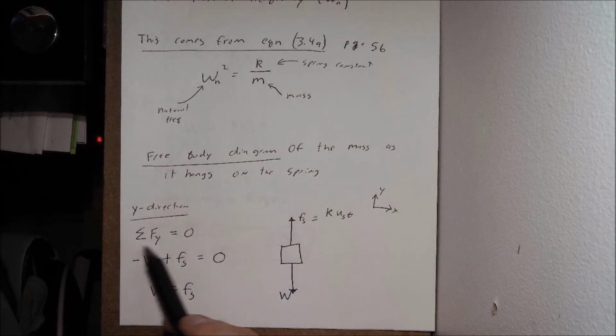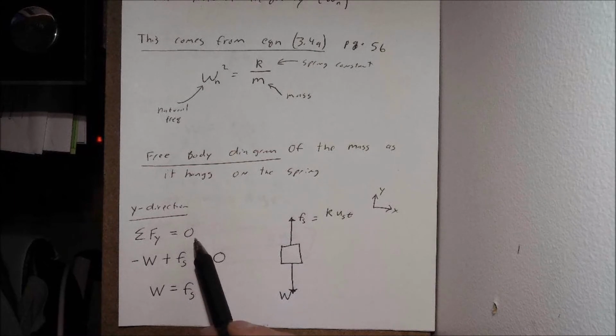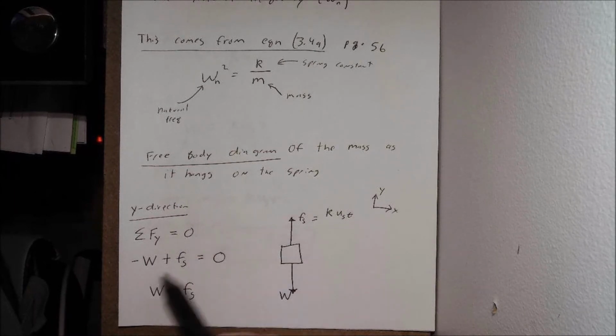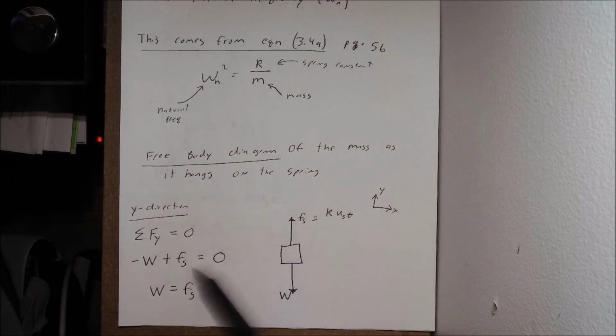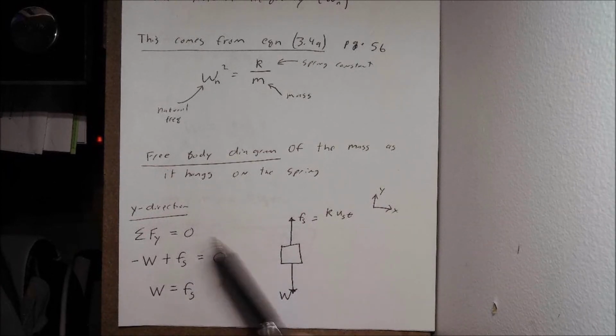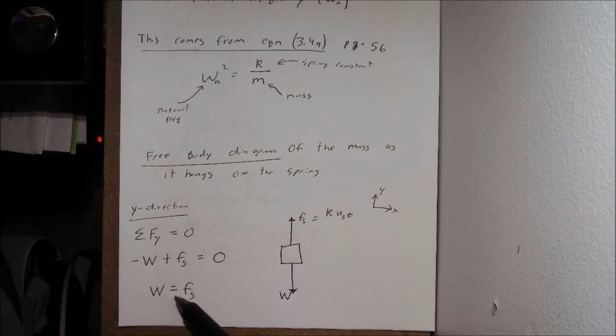Come over here and say, okay, summation of forces in the y direction is equal to 0. The system is static. So what are my forces acting in my y direction? Well, I have my W, my weight force acting in my negative y direction, negative W. And I have my spring force acting in my positive y direction, F sub S. And this is equal to 0. So rearrange this: our weight is equal to our F sub S.